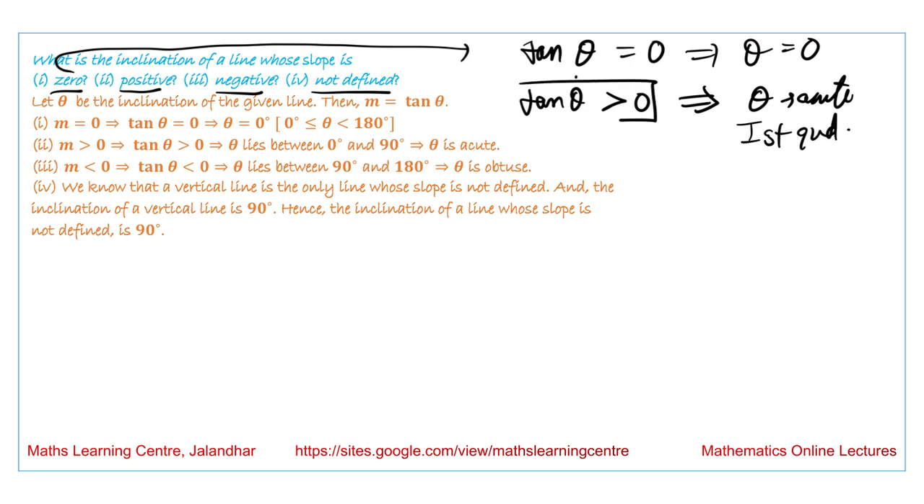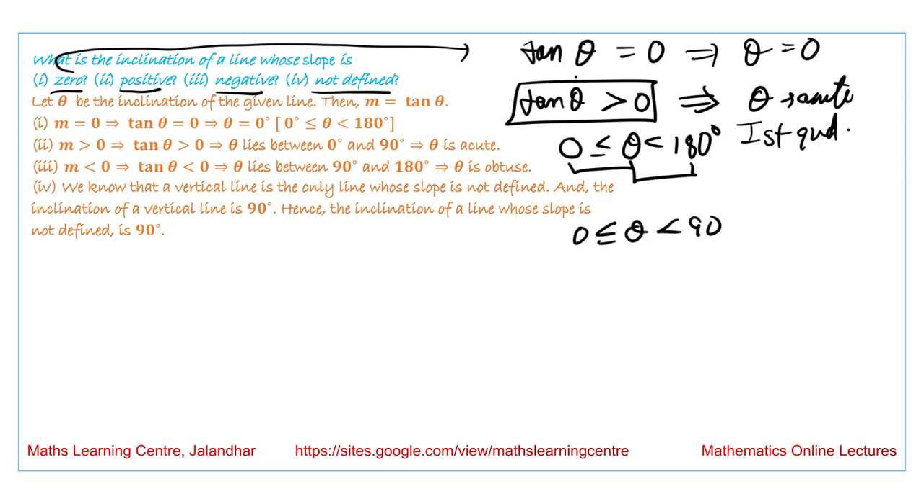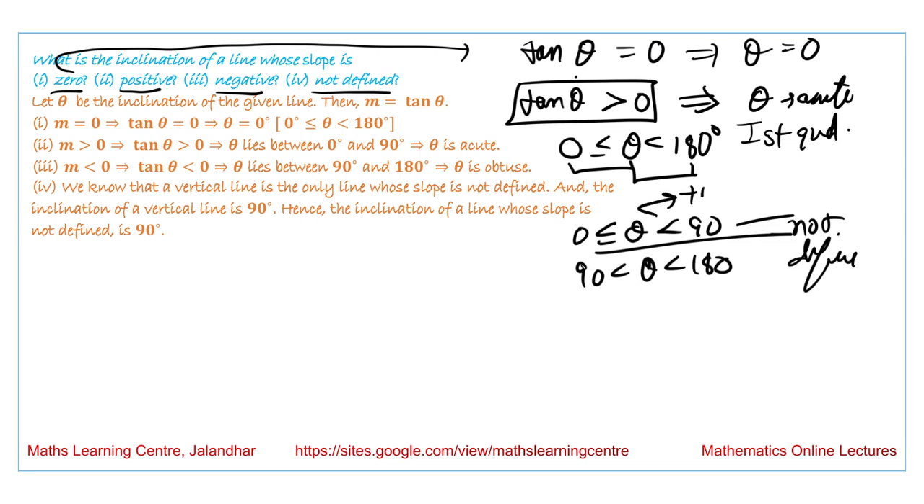Then the tan will be positive, because we know that the value of theta varies between 0 and 180 degree. So for 0 less than or equal to theta less than 90, it is positive. Then from 90 to 180 it is negative, and at 90 it is not defined. For this portion it is positive, for this portion it is negative. So this is the answer for this part.